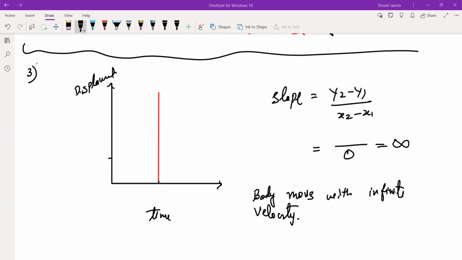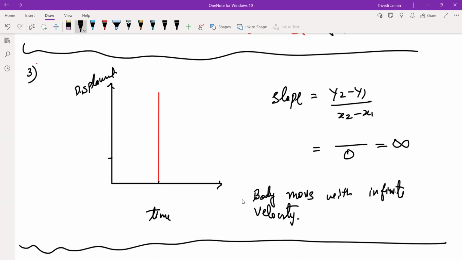Now, same thing we'll do for velocity and time. This was distance and time. Like the area under the velocity-time graph shows displacement.